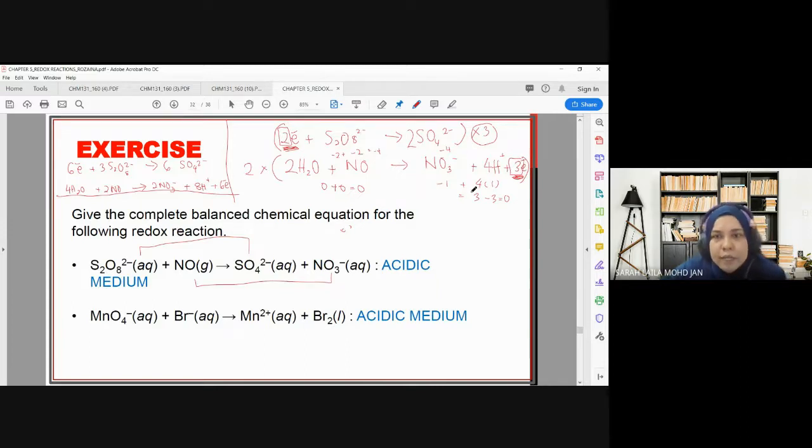Darab silang kita panggil. Okay. Darab silang, sebab nak samakan bilangan dia. Sebab kita nak cancel out dia.